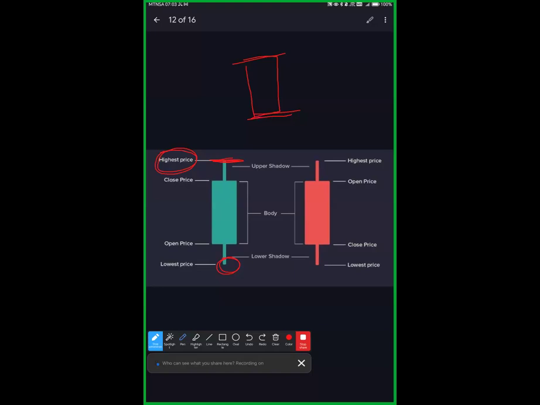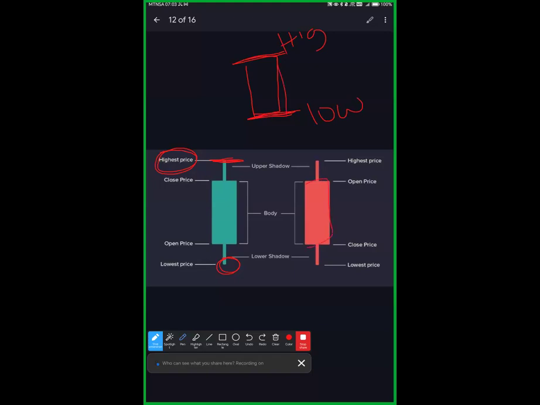Where the price opened, if it is a green candle, becomes the low of the price. Okay? Where the price closed above here, if it is a green candle, that becomes the high of the price. In that scenario, the same applies to a red candle.